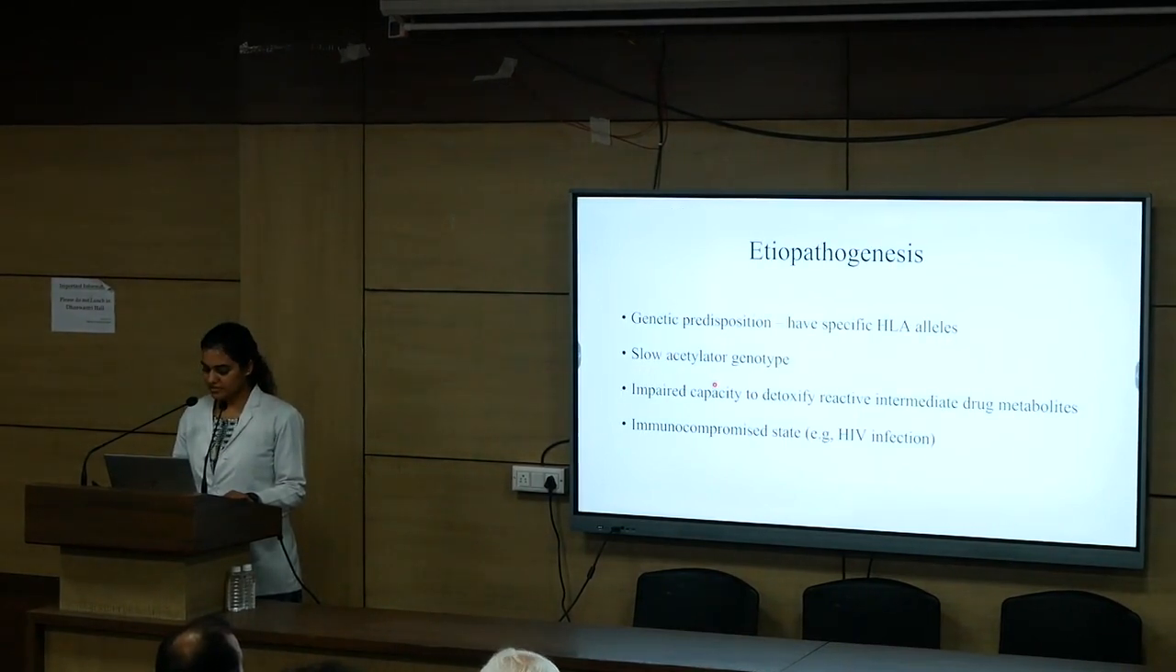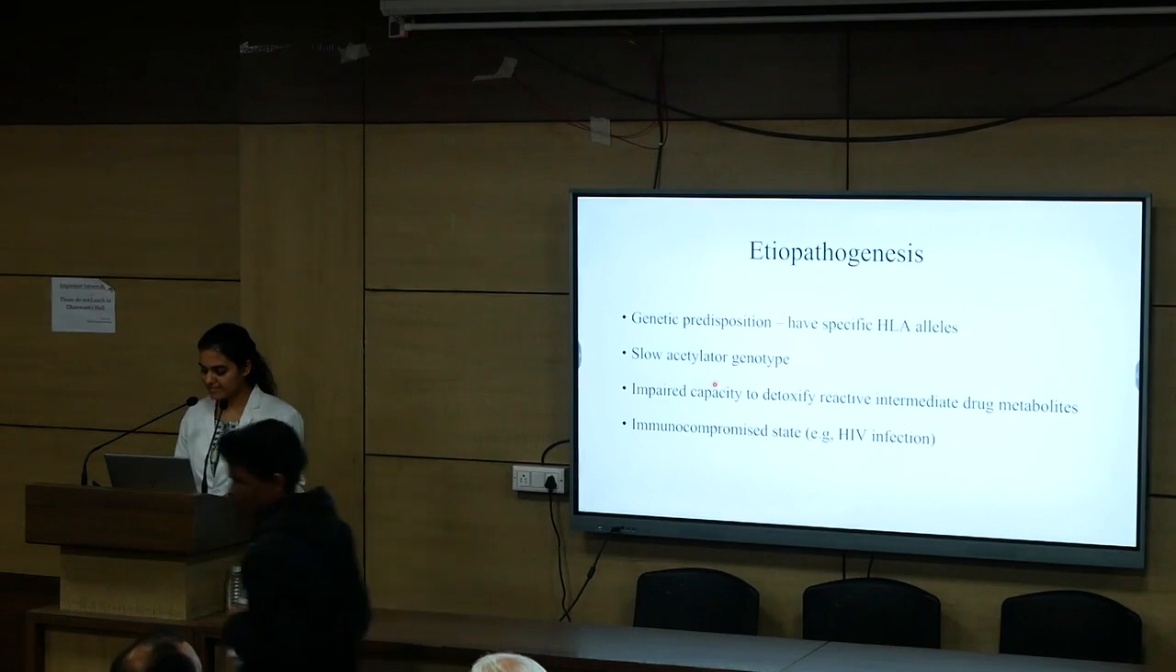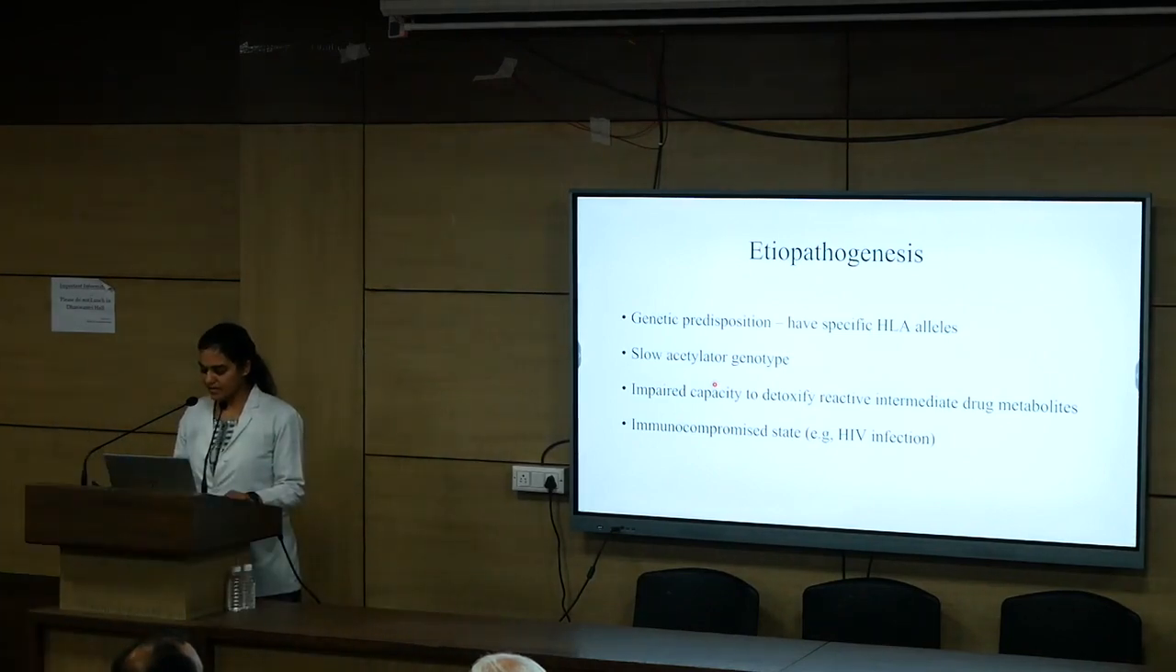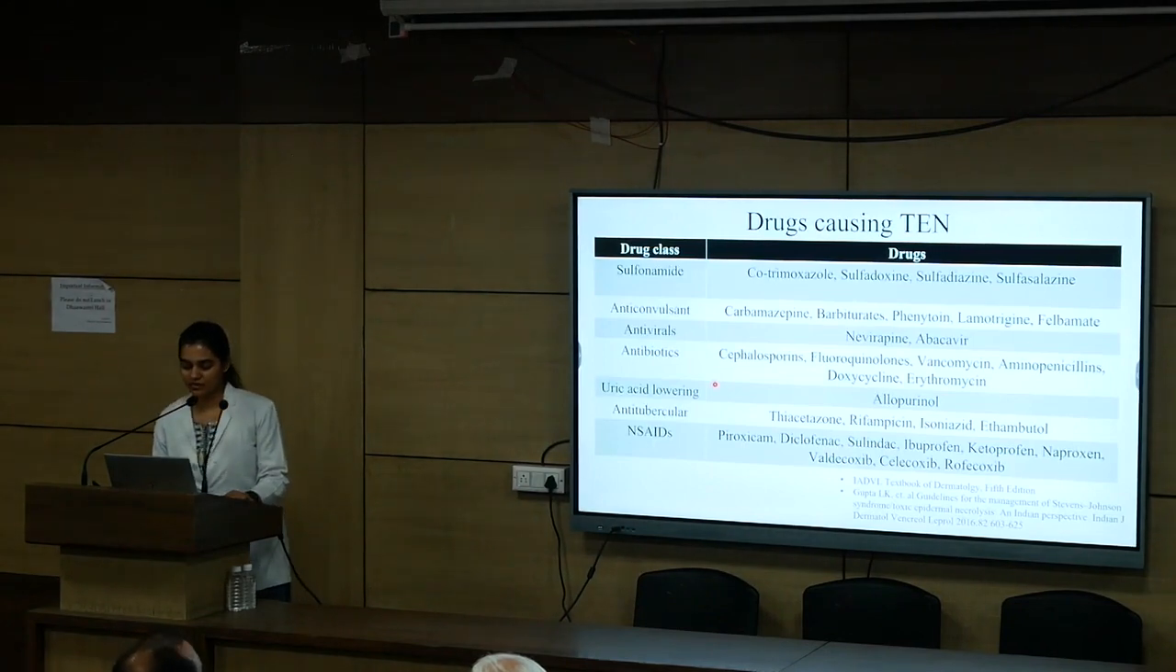Talking about the etiopathogenesis, those who metabolize drugs at a decreased rate, slow acetylator genotype, and genetic predisposition, have specific HLA alleles like HLA-B*15:02 for carbamazepine, HLA-B*58:01 for allopurinol in Han Chinese, and impaired capacity to detoxify reactive intermediate drug metabolites. These are all predisposing factors in toxic epidermal necrolysis.